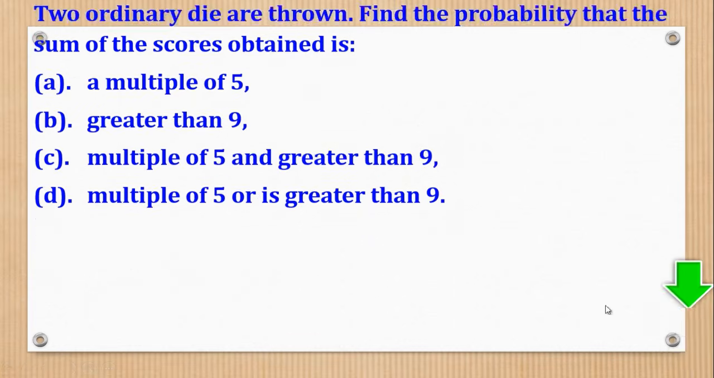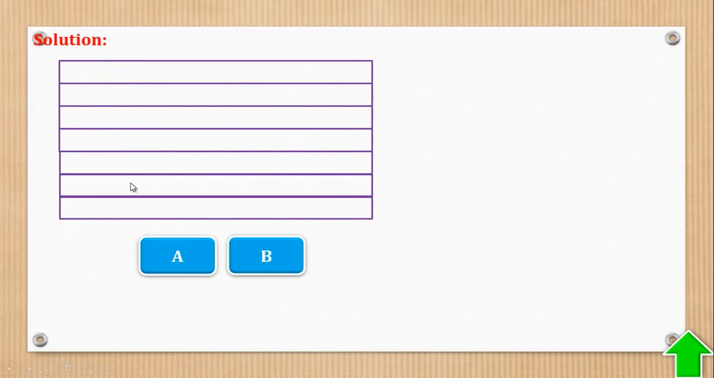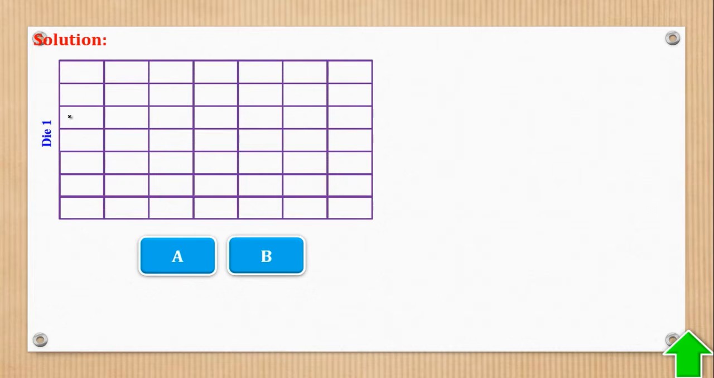So like we said, we shall generate the sample space by tabulation. So we shall come and draw our table. One event, we shall put here, and also we shall put another event here, and its possible outcomes.